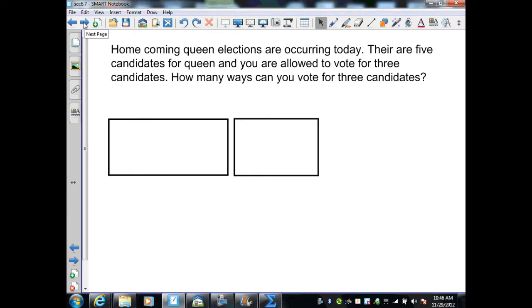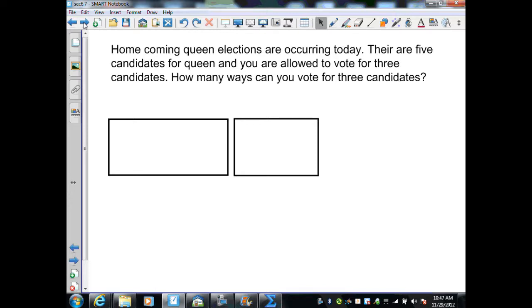We have homecoming queen elections that are occurring today. There are 5 candidates for queen, and you are allowed to vote for 3 candidates. We don't care what order you put them in, but you're allowed to vote for 3 out of the 5. How many ways can you vote for the 3 candidates?